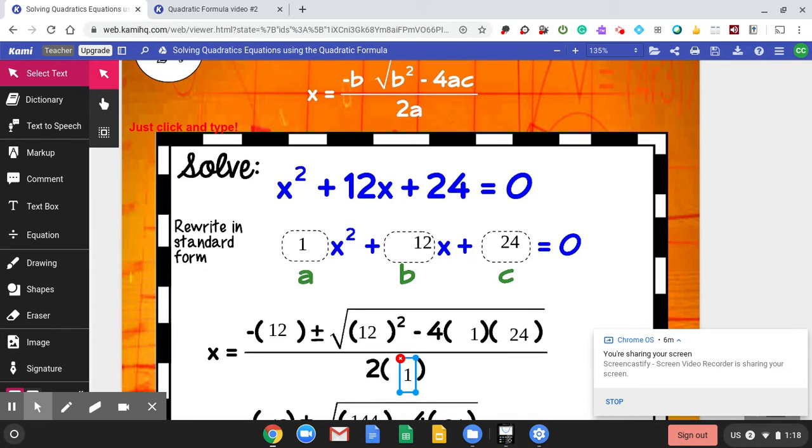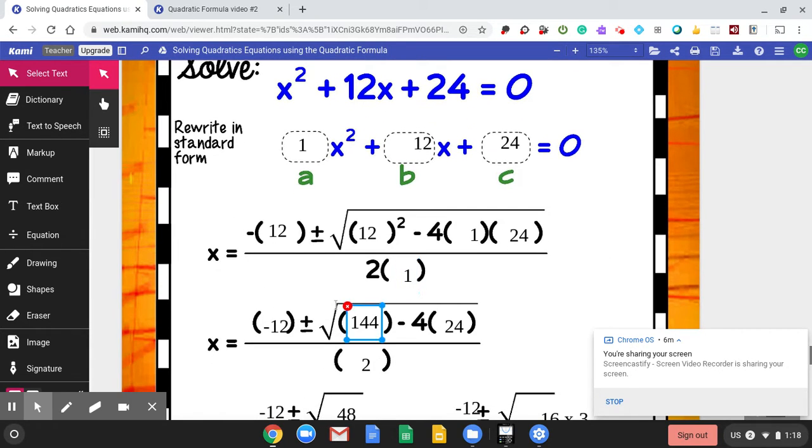Negative B plus or minus the square root of B squared minus 4AC all over 2A. That's something you don't have to memorize. It'll be written down for you. Okay? What do you do next? Well, you make this into negative 12.